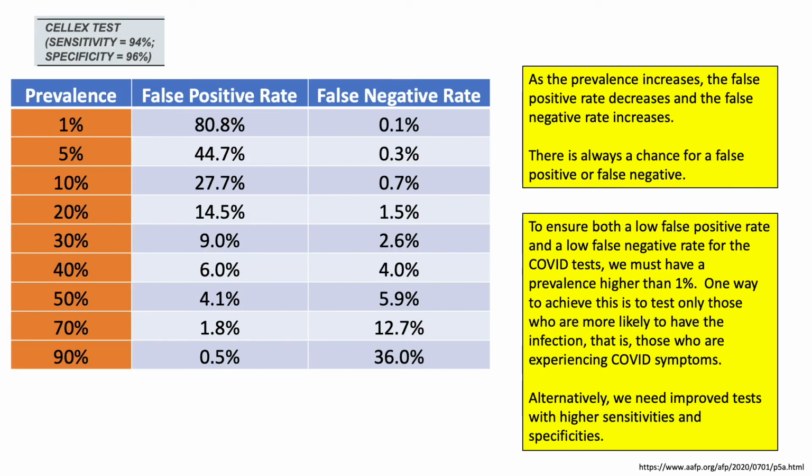Now here's a table describing, with that same test, the Cellex test, where the sensitivity is 0.94 and the specificity is 0.96, with different prevalences. In our first example, we used a 1% prevalence. And in our second example, we used the 40% prevalence. And here are some other prevalences that you could calculate as well. So as the prevalence increases, the false positive rate decreases, but the false negative rate increases. There's always a chance for a false positive or a false negative.